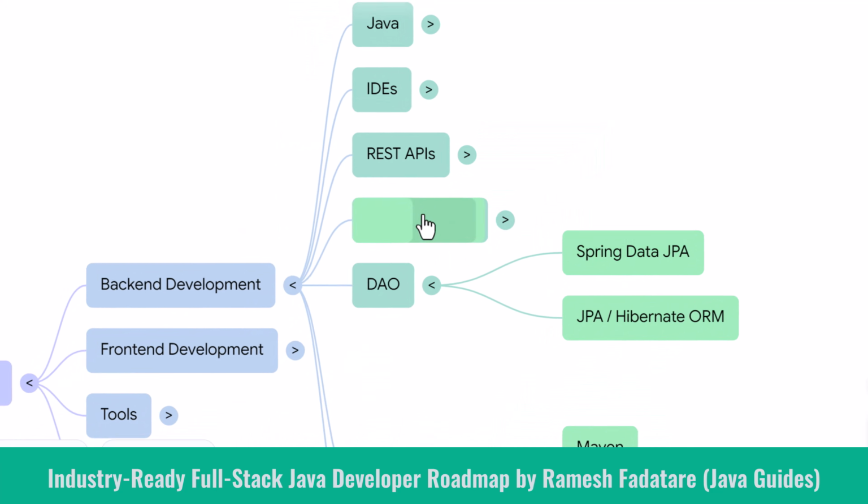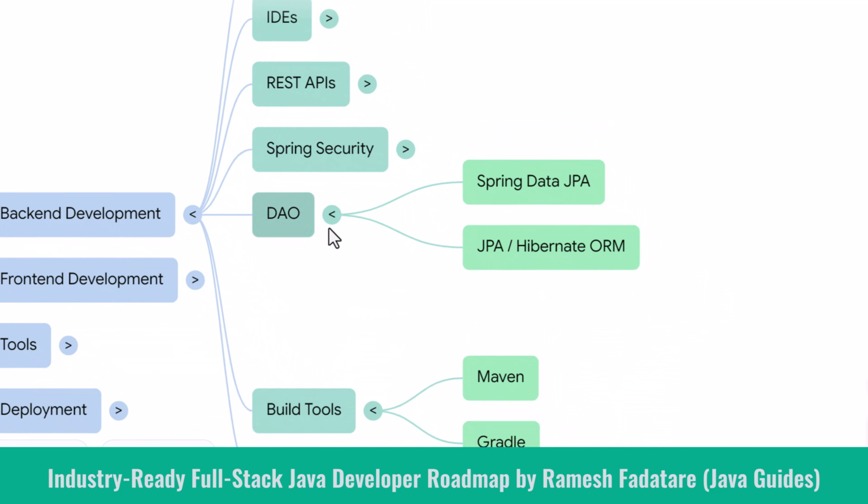Next, you move into data access. This is where you learn how to interact with databases using Java. You use Spring Data JPA to simplify CRUD operations. You dive deeper into JPA and Hibernate ORM to map Java objects to database tables. You learn how to optimize queries, write custom repositories, and handle complex relationships between entities. Most real-world applications revolve around reading and writing data, so this skill is critical.